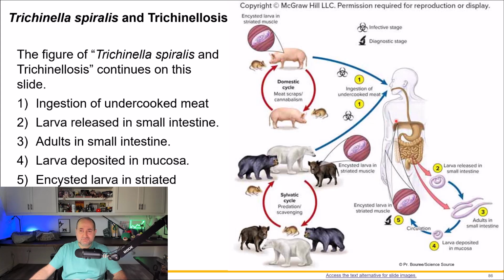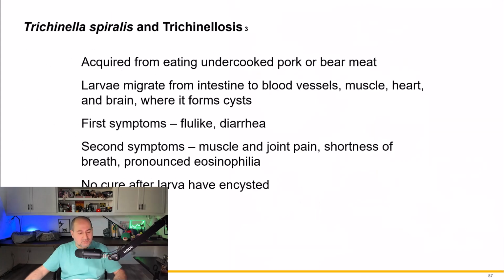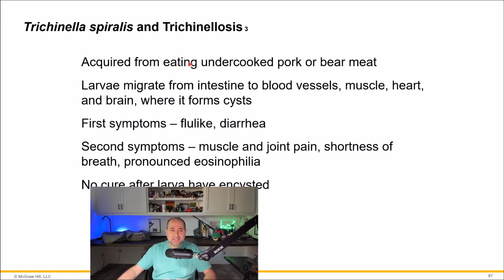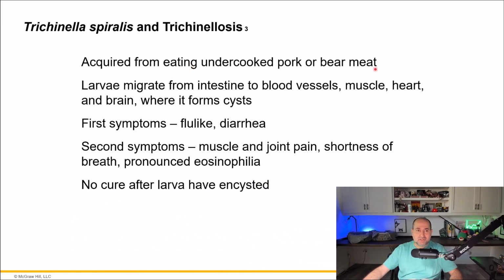Unfortunately, you could get these worm cysts in your muscles. Again, these worms are acquired by eating undercooked pork or bear meat. You're eating those encysted larvae. The larvae migrate from the intestine to blood vessels. They can migrate to the muscle, the heart, the brain, where it then forms cysts, larval cysts.